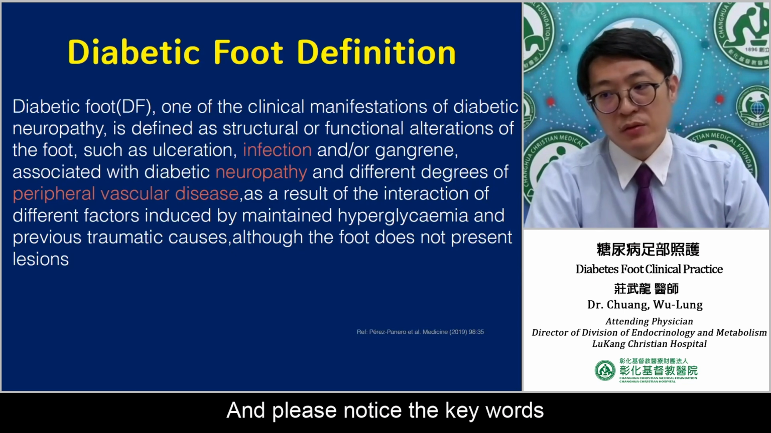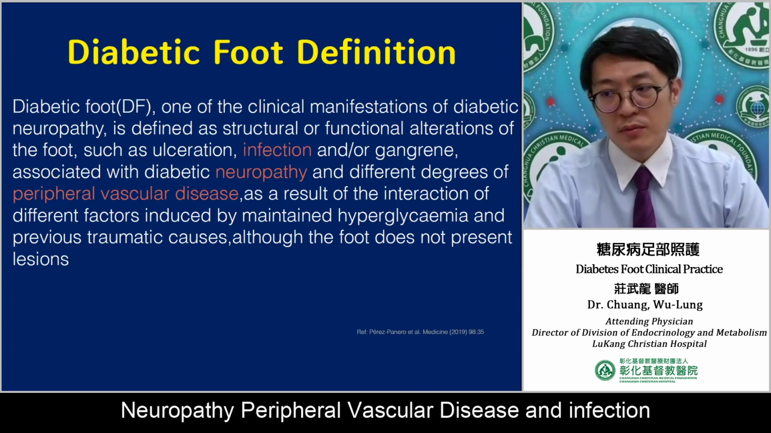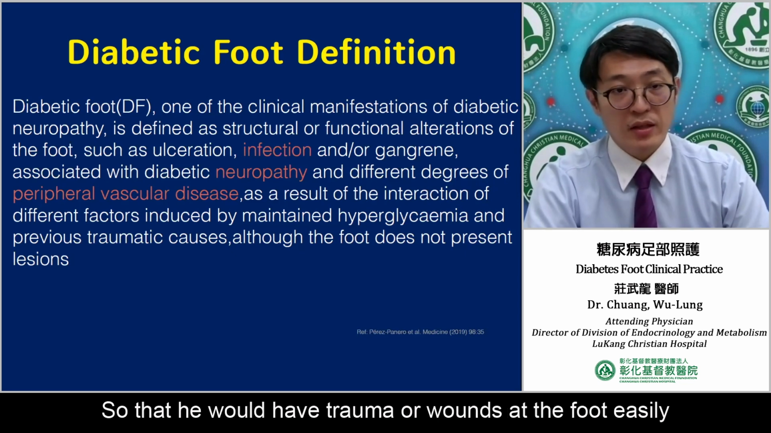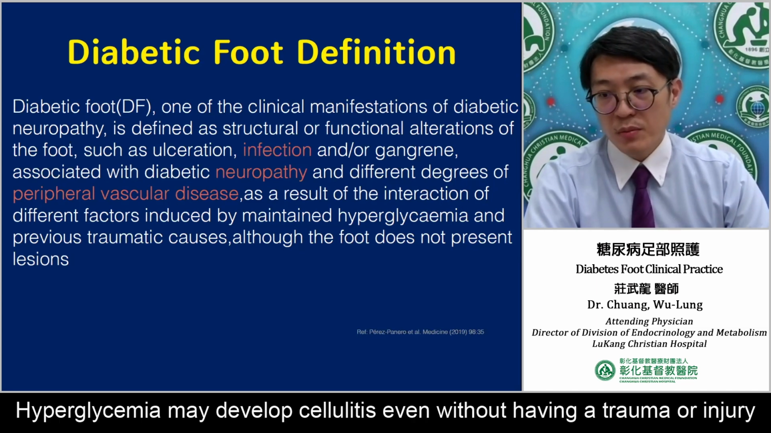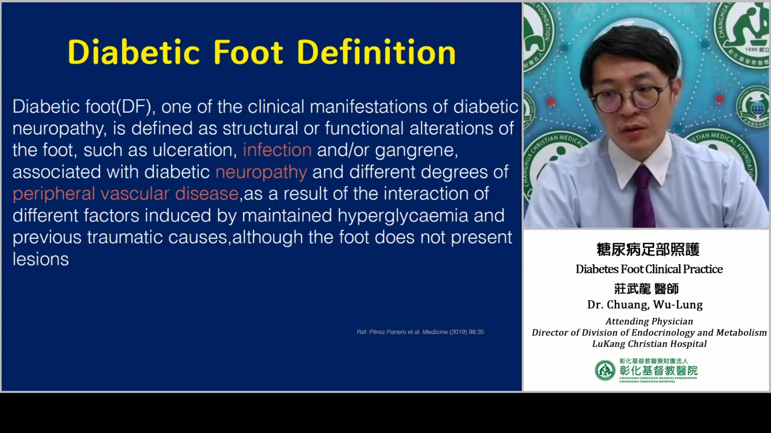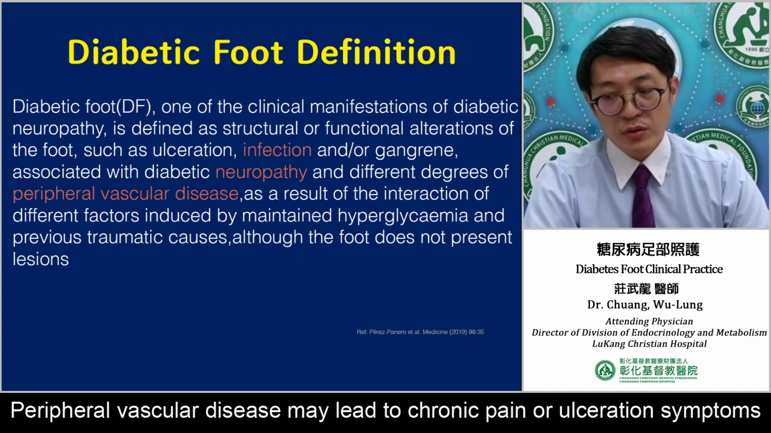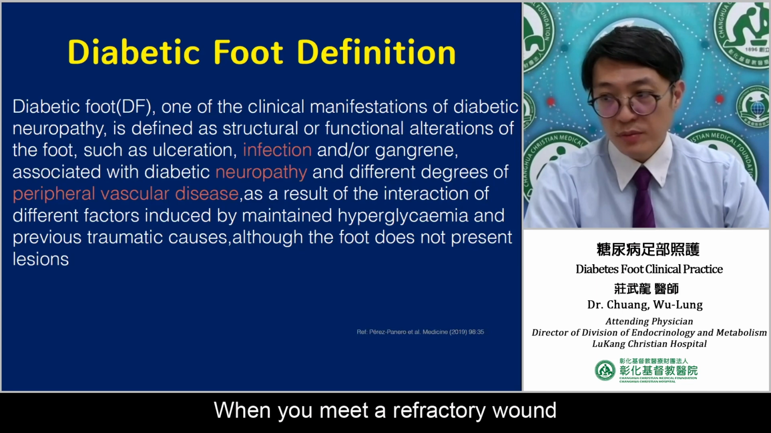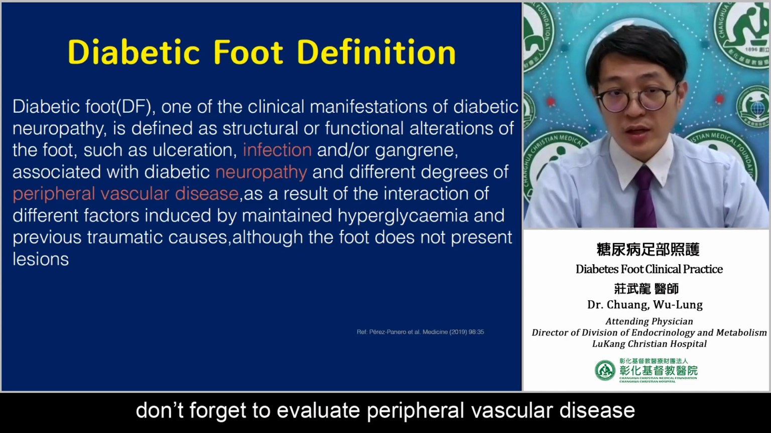Please notice the key words: neuropathy, peripheral vascular disease, and infection. If a patient has neuropathy, he may lose sensation so that he would have trauma or wounds at the foot easily. Hyperglycemia may develop cellulitis even without a trauma or injury. Peripheral vascular disease may lead to chronic pain or ulceration symptoms. When you meet a refractory wound, don't forget to evaluate the vascular disease.